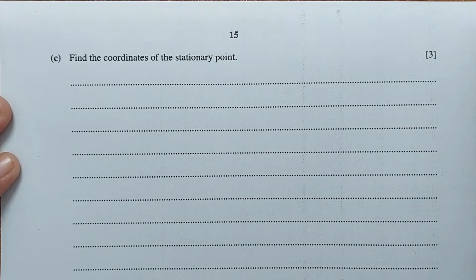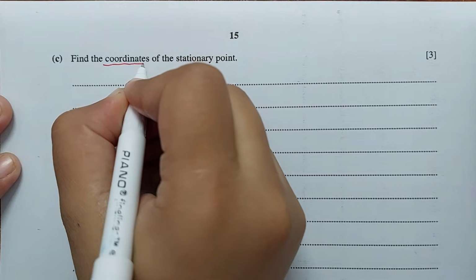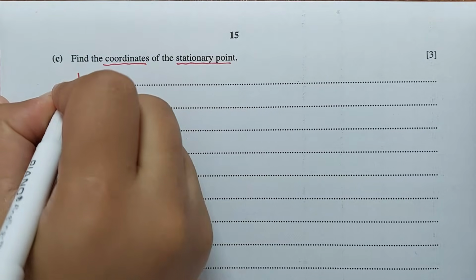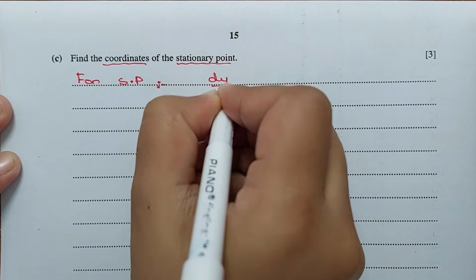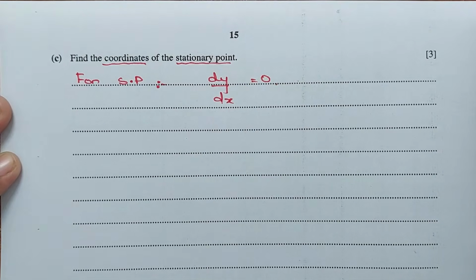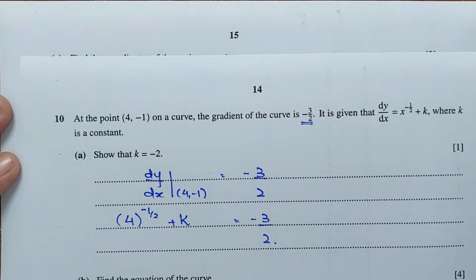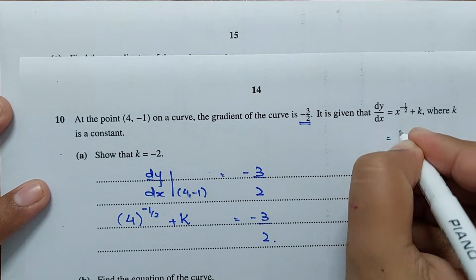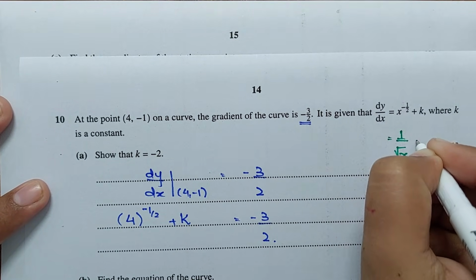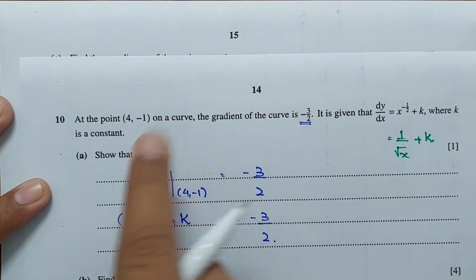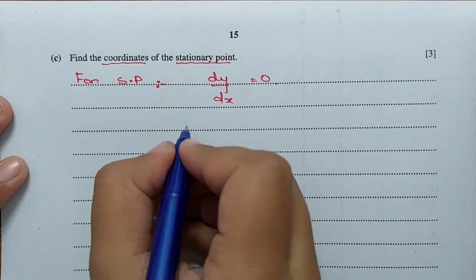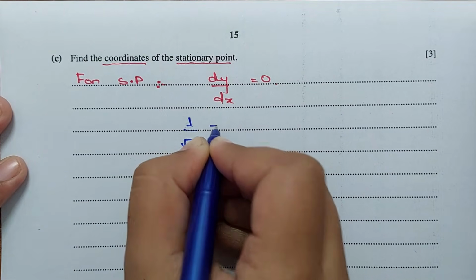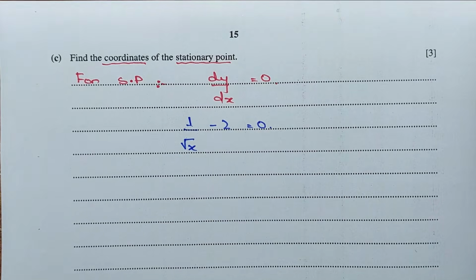Now for part C, find the coordinates of the stationary point. So to get the coordinates means the x and y coordinate of the stationary point. Keep it in mind, for a stationary point we need to put the first derivative dy over dx equals 0. And we have been given the first derivative in the question: 1 over root x plus some k, and the k value is negative 2. So the first derivative 1 over root x minus 2 equals 0. Let me solve for the x coordinate and then plug into the curve to get the y coordinate.